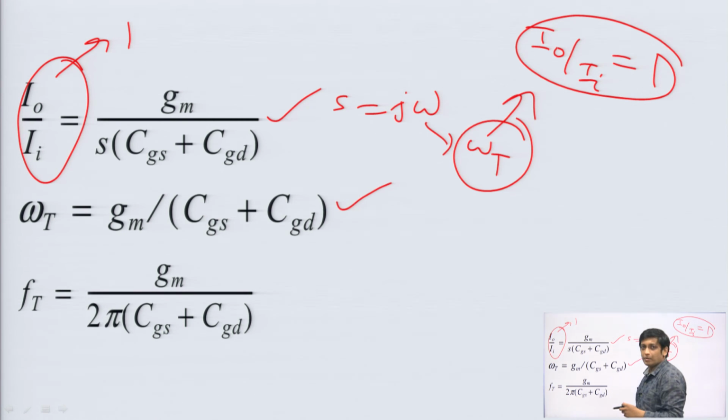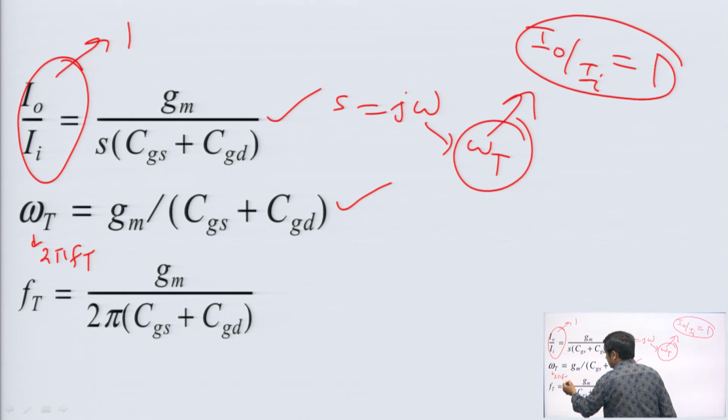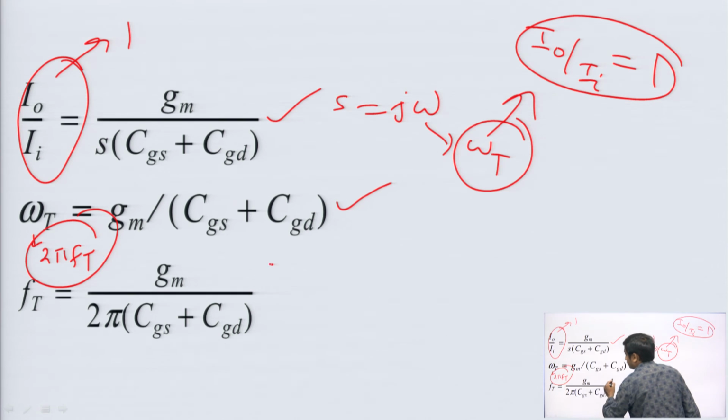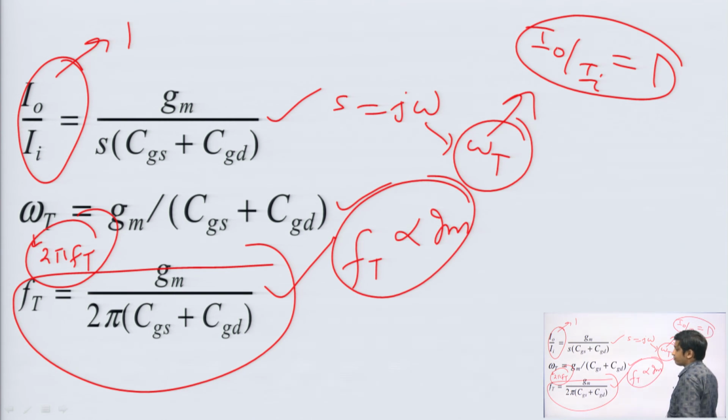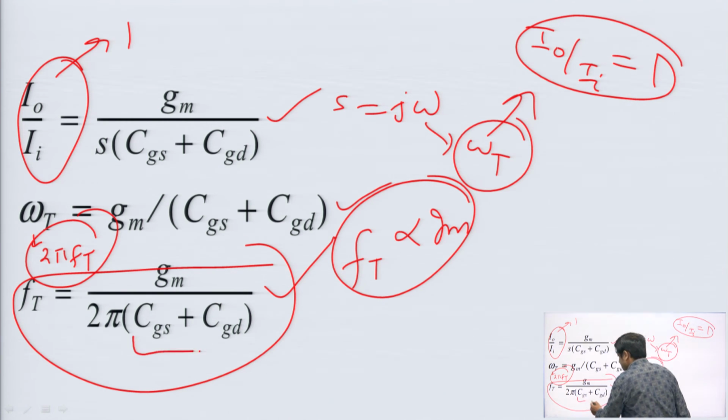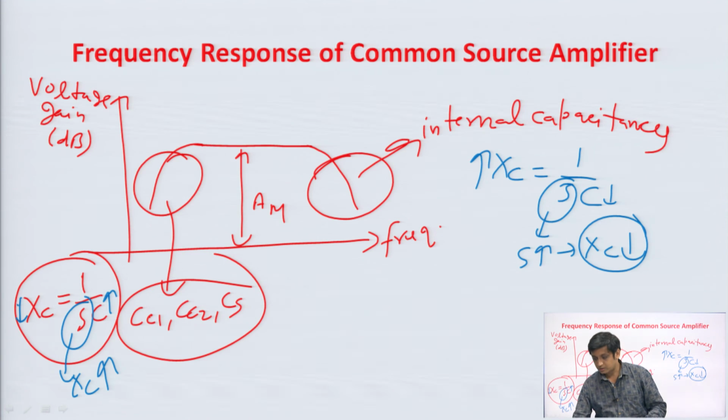So, we can get omega t is equal to gm upon (CGS plus CGD), and omega t can be written as 2 pi ft. So, from here we get the equation for ft, that is gm upon 2 pi (CGS plus CGD). One important observation: ft, your transition frequency, is directly proportional to the transconductance of the MOSFET. So, if the transconductance is more, then your transition frequency will be more, and if your internal capacitances CGS and CGD are more, then ft will be less. This is an important relation of unity gain frequency of the MOSFET.